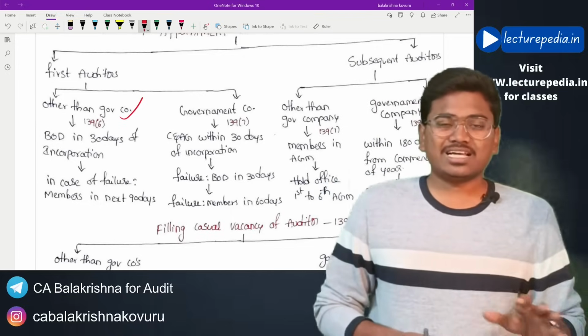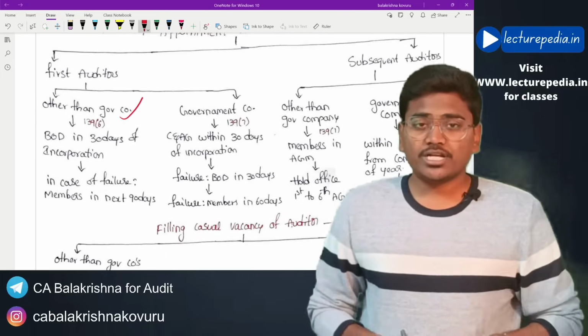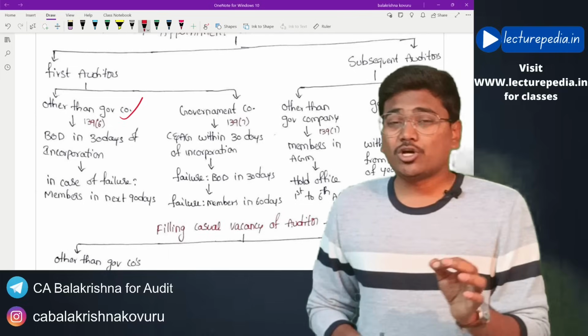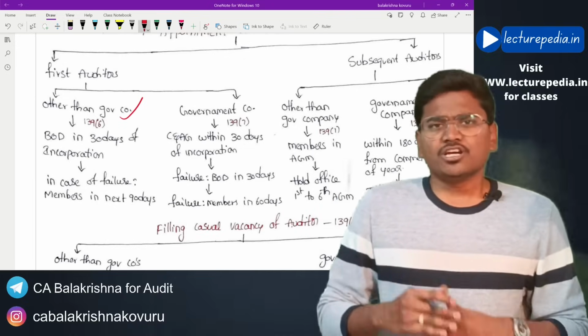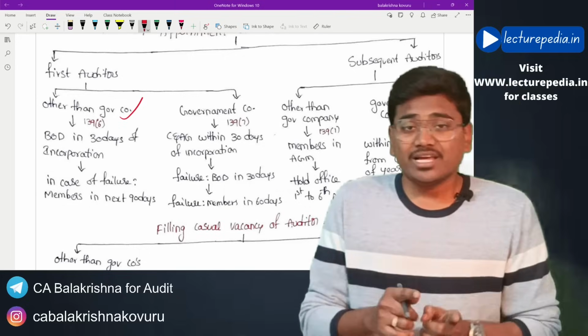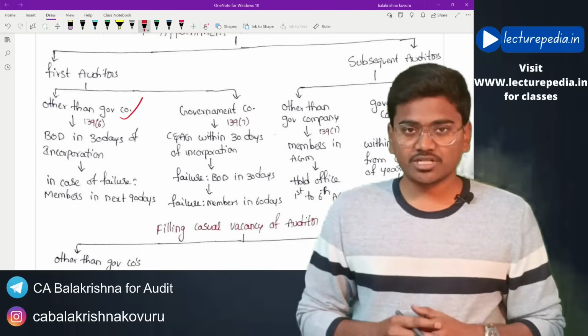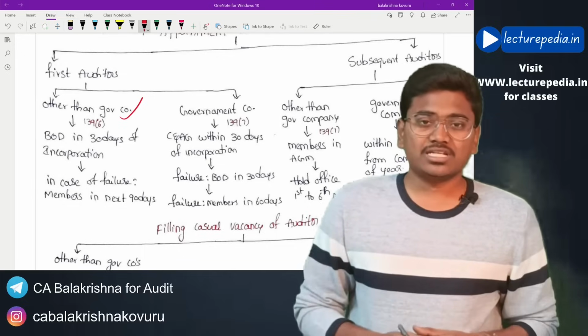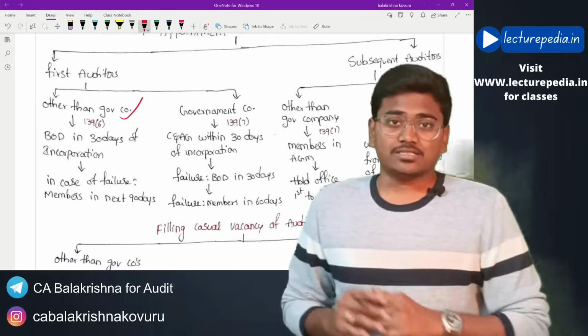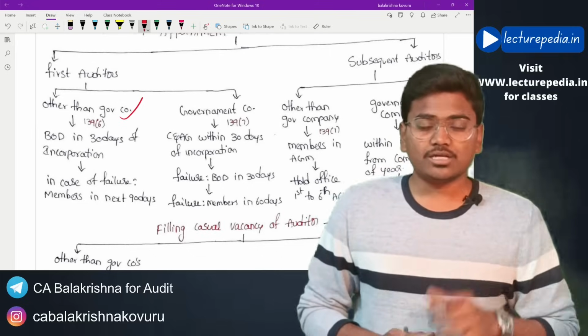Now coming to other than a government company, the first auditor will be appointed by the board of directors within 30 days from the date of incorporation of the company. If the board of directors fails to appoint within 30 days, then they will intimate the shareholders. Now the shareholders in the extraordinary general meeting will appoint the first auditor within the next 90 days. This is the procedure for the first auditor of other than a government company.